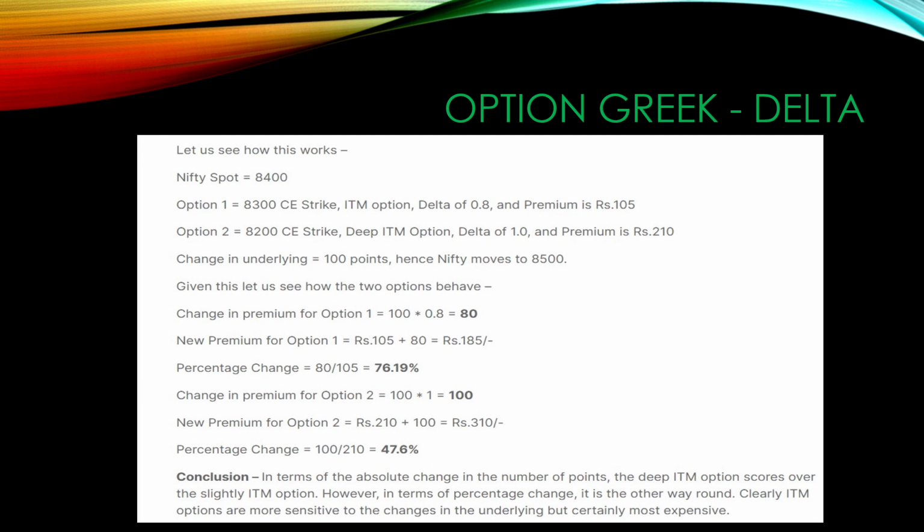So where do you make more money? You make more money here in the second option. So what is the conclusion? In terms of the absolute change, the number of points, the deep in the money option scores over the slightly in the money option. So slightly in the money is this. This is deep in the money. Clear?